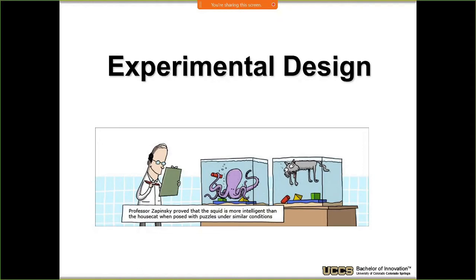So, here we have a hypothesis test that the squid is more intelligent than the house cat when posed with puzzles under similar conditions, right? So, under similar conditions is underwater, the cat does not do so well, right? If we pose them on land, octopus wouldn't do so well, right? But you have to figure out what is the meaningful way of testing what those things are.